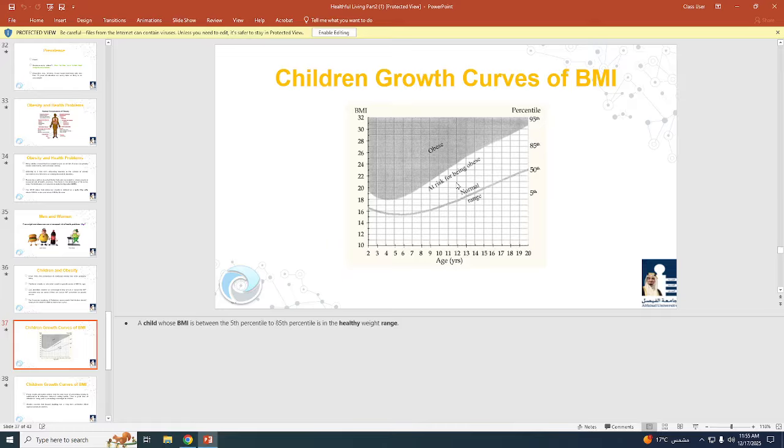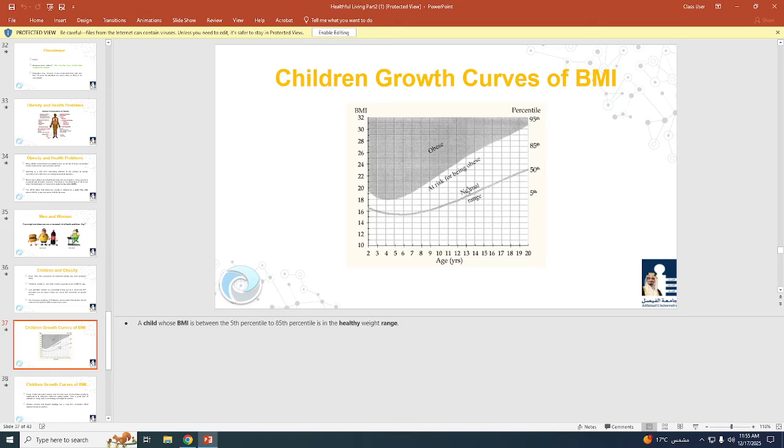If he is above the 85th percentile, he's overweight. If he is above the 95th percentile, he is obese. If he is between 5 and 85, he is normal. Below 5, he is underweight. I'm going to bring you something more clear than this one. The curve is there already.